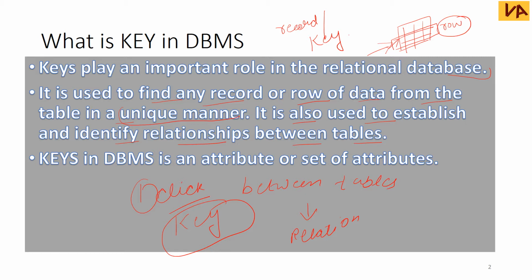Key in DBMS is an attribute. It is actually a column or a set of columns which helps you to identify a row in a relation in a unique manner, right? So it is also used to establish and identify a relationship between the tables. Let's take an example.